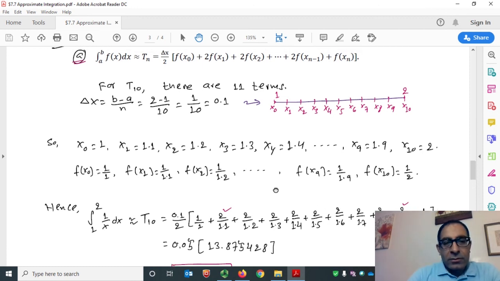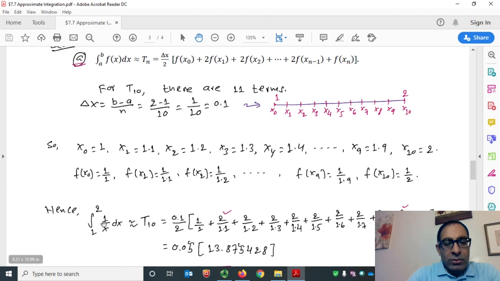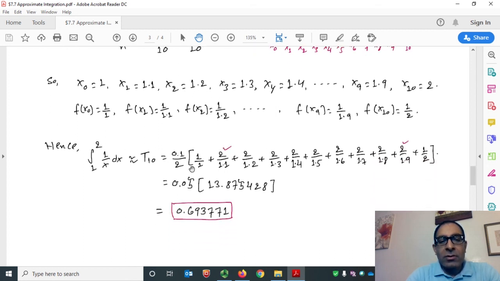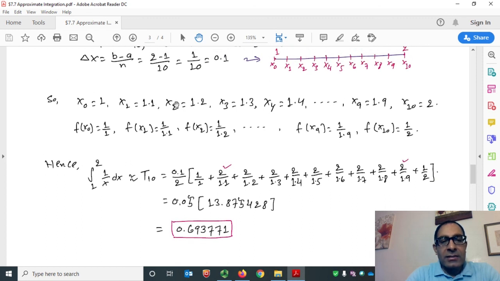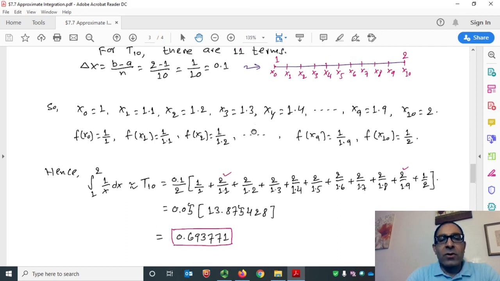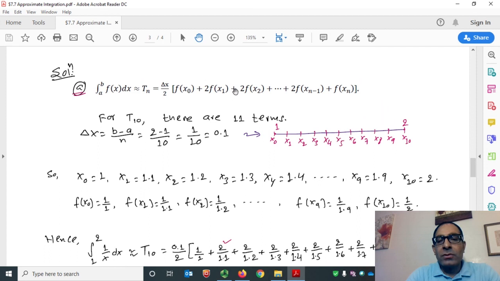Hence, our trapezoidal rule is this one. A to b is 1 to 2. The function is 1 over x, approximated by Tn in my general formula, but I'm taking n equals 10, so T10. Then delta x over 2, so delta x is 0.1 over 2, and f of x0, f of x1, dot dot dot, f of xn, f of x10. And by the way, besides the first and the last terms, we need to multiply by 2. That's the coefficient in my formula. 2, 2, dot dot dot 2.